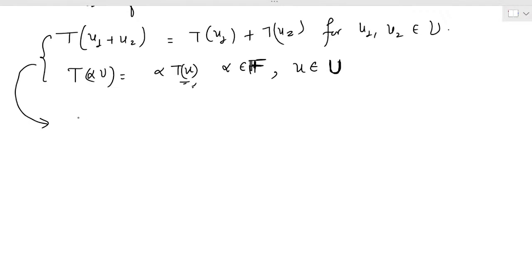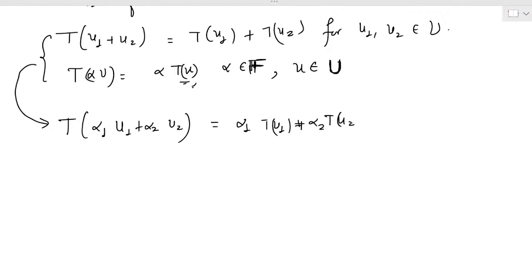you can in combination write this, that if you find that T times alpha 1 u1 plus alpha 2 u2 is equal to alpha 1 Tu1 plus alpha 2 Tu2. This is what you're going to get. Okay, if these two conditions are true, then always remember that we are talking of something called the linear transformation.